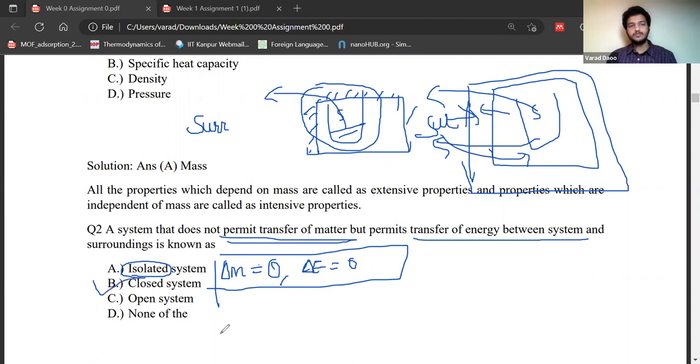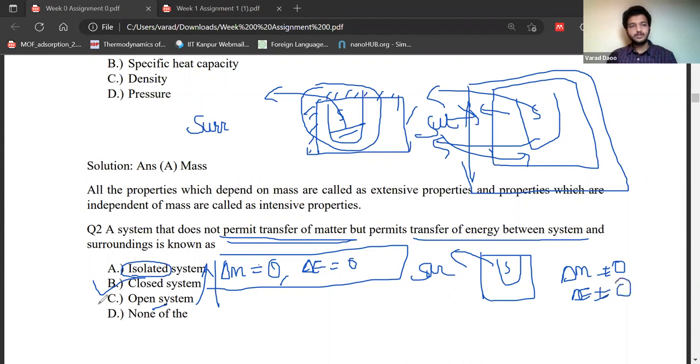Now, what is an open system? An open system has the system, and here we have the surrounding. It allows transfer of both mass and energy: delta M is non-zero, and delta E is non-zero. So that is an open system. And a closed system allows delta M equal to 0, but delta E is non-zero.